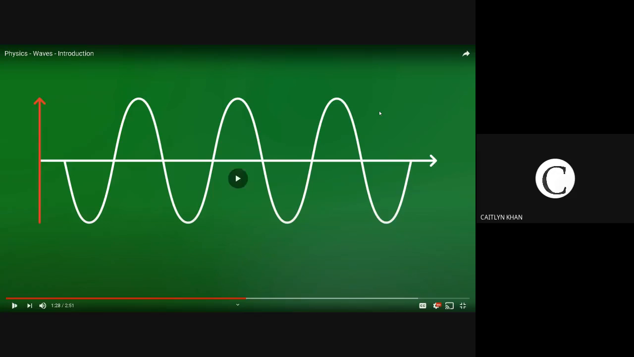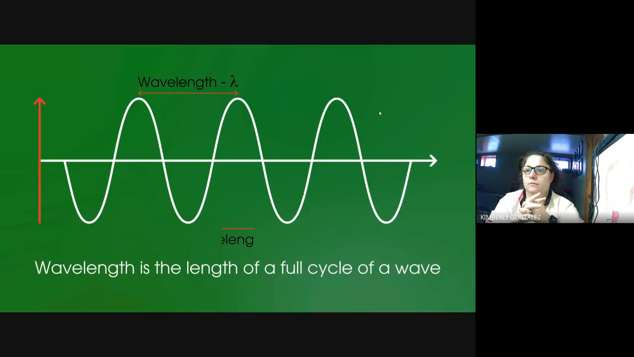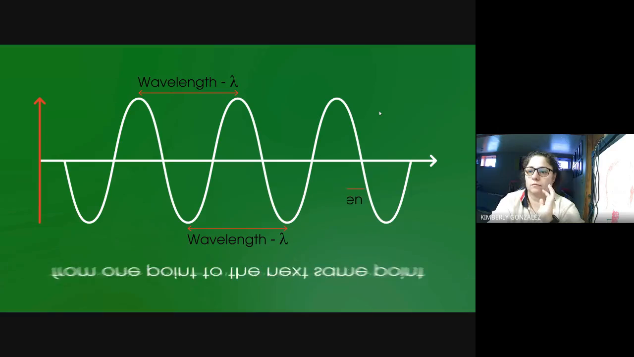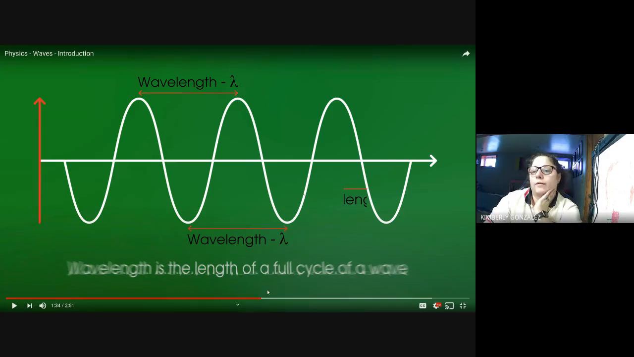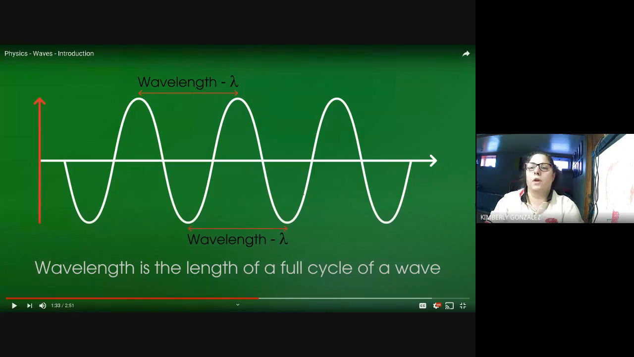Okay. Wavelength. The wavelength is the length of a full cycle of a wave. All right. So wavelength is going to be the length of a full cycle of the wave. So it's represented by this Greek lowercase letter lambda. Okay. The way that you are going to figure it out, it's basically one full cycle.